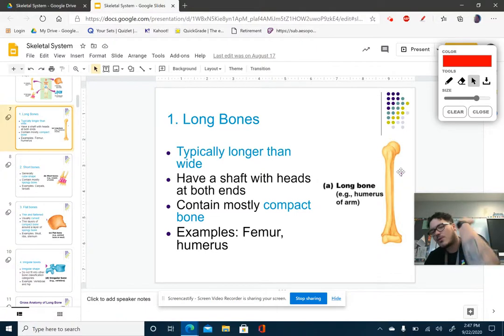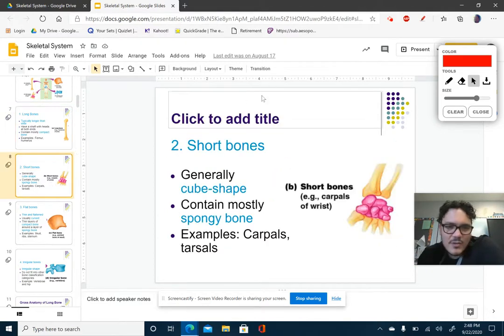By the way, if you've ever wondered why the elbow region, which feels so funky when you bang it against something, is called the funny bone, it's because it's connected to the humerus. I know. All right, short bones.